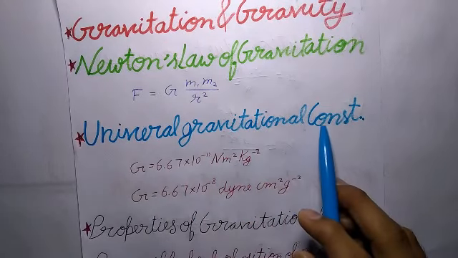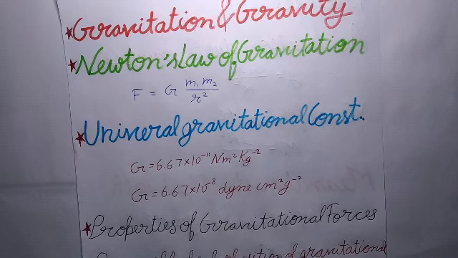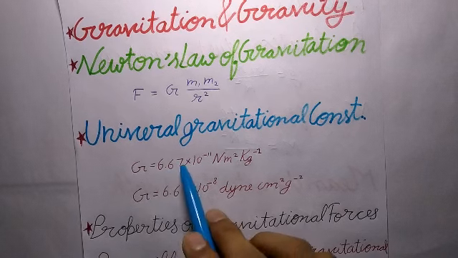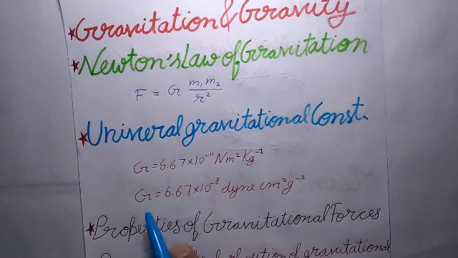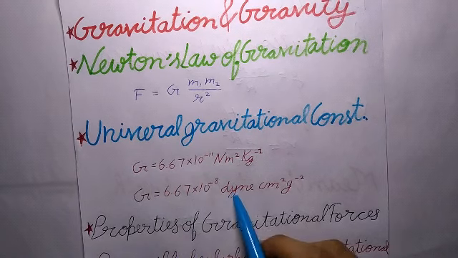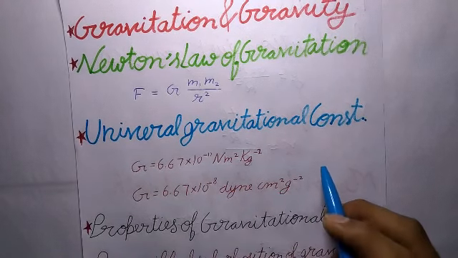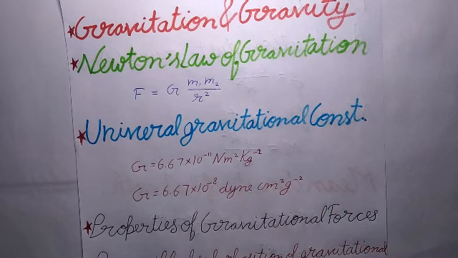Universal gravitational constant, that is capital G. It is equal to the force of attraction between two bodies of unit mass each, separated by unit distance. In SI units, G equals 6.67 into 10 to the power minus 11 newton meter squared per kg squared. And in CGS units, G equals 6.67 into 10 to the power minus 8 dyne centimeter squared per gram squared. The dimensional formula of G is M to the power minus 1, L to the power 3 and T to the power minus 2.